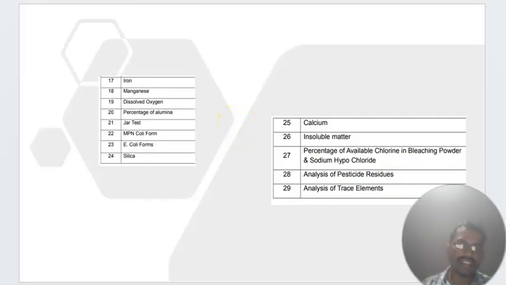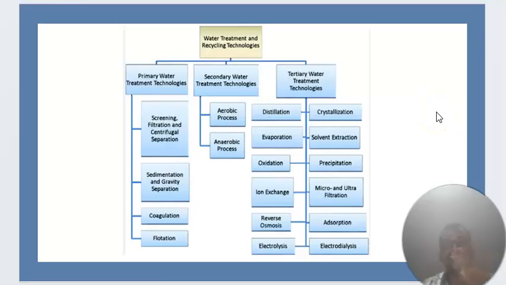You can see this picture to understand water treatment and recycling technology. Water treatment has mainly three categories: primary, secondary and tertiary treatment. Primary includes screening, sedimentation, coagulation and flocculation. Aeration and anaerobic conditions, and some advanced technologies, belong to tertiary water treatment.